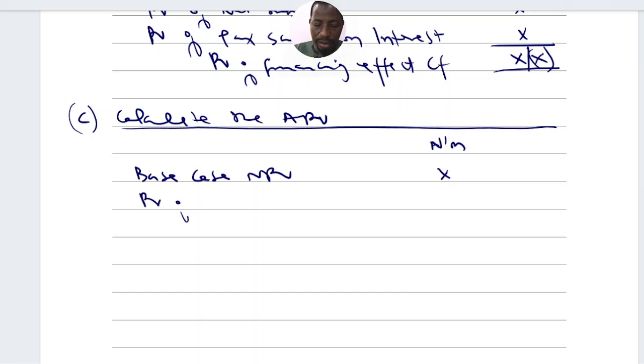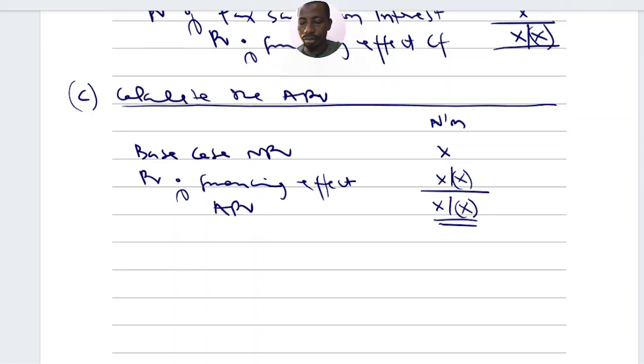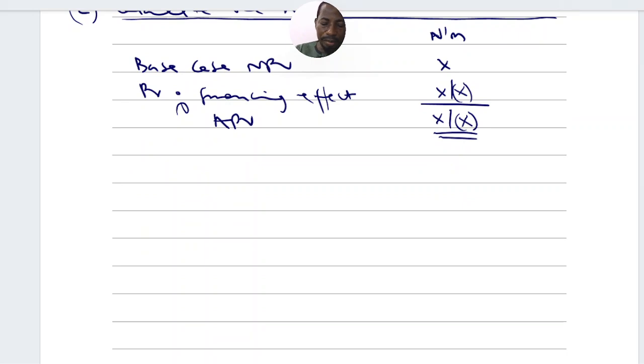So PV of financing effects could be positive or negative. Your APV could be positive or negative. So this is adjusted present value. Of course, the last step is to advise on the acceptability of the project.